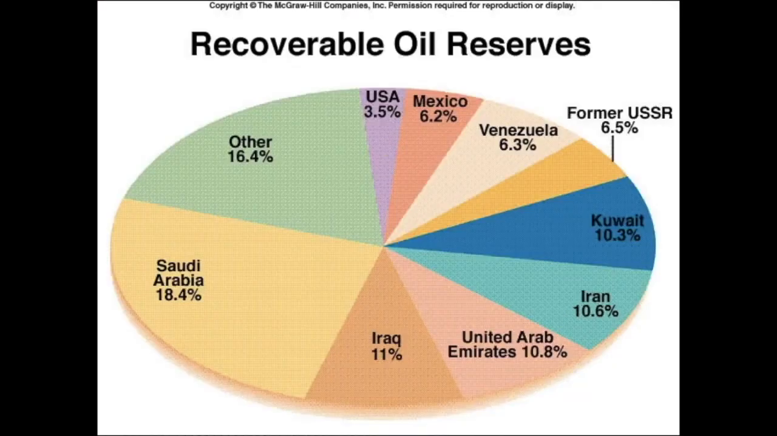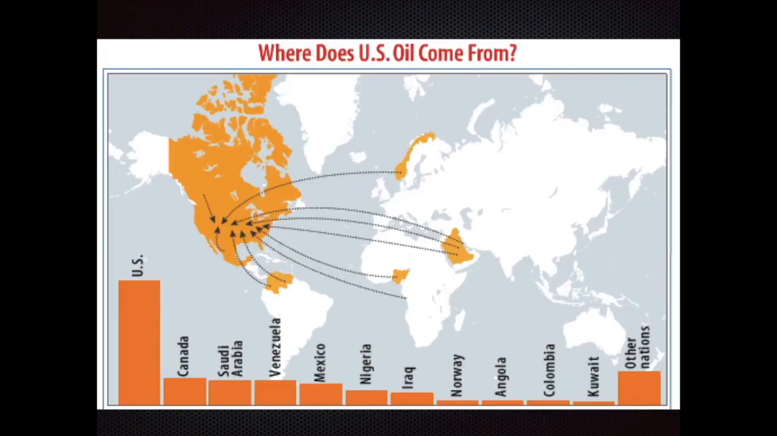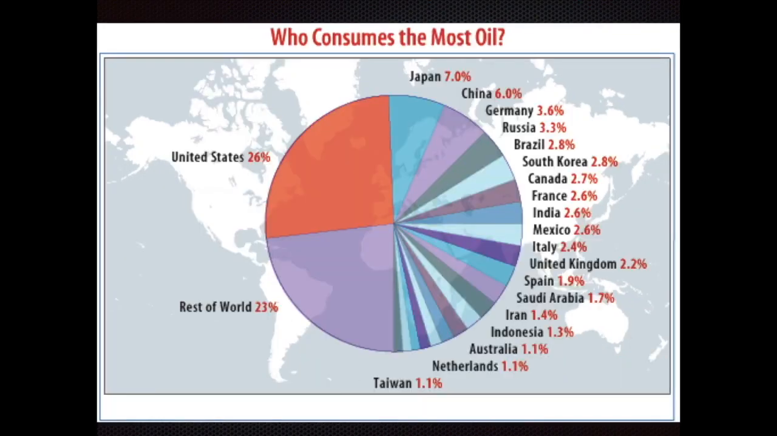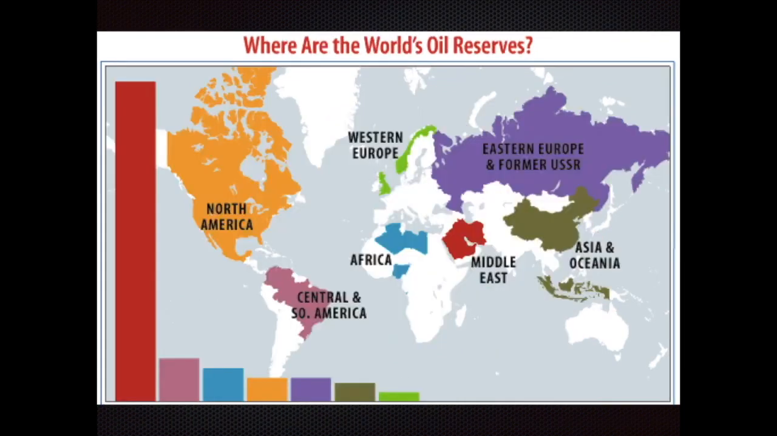The oil reserves are primarily going to be found in the Middle East. The U.S. does have a small percentage of the world's oil reserve, but our oil is primarily going to be coming from us, even though we are also taking it from other places. And we have the U.S. consuming the most oil, and basically we see that the world's oil reserves are mainly from the Middle East.